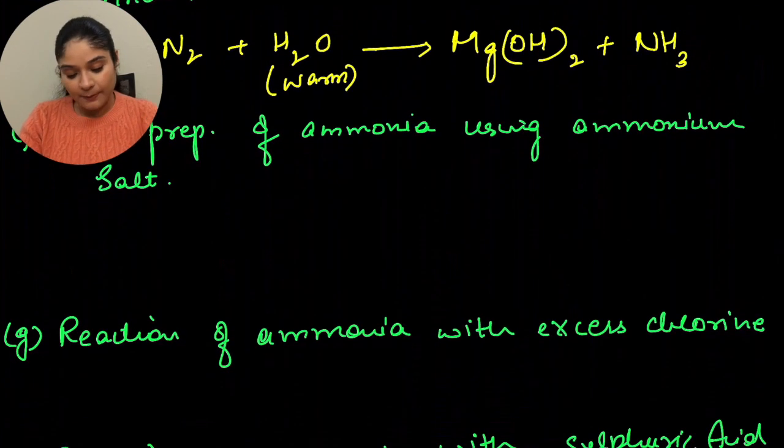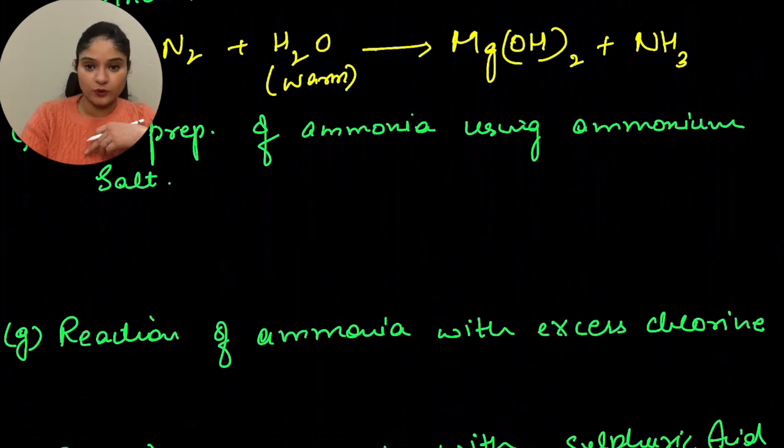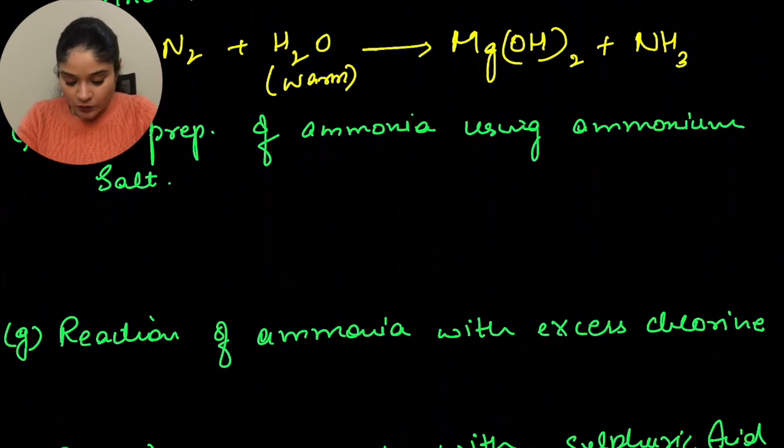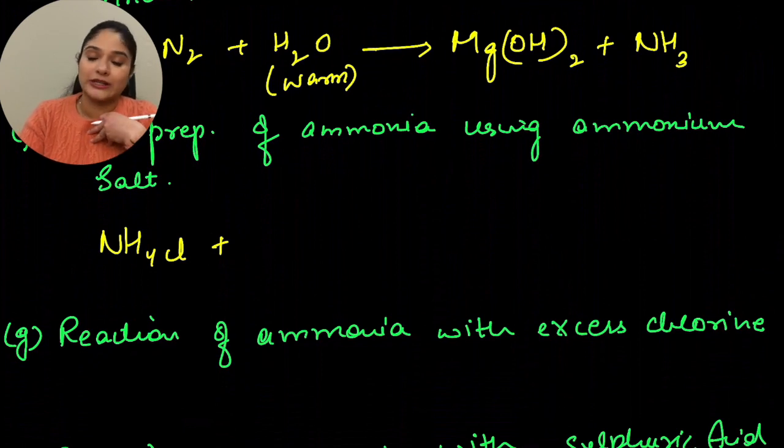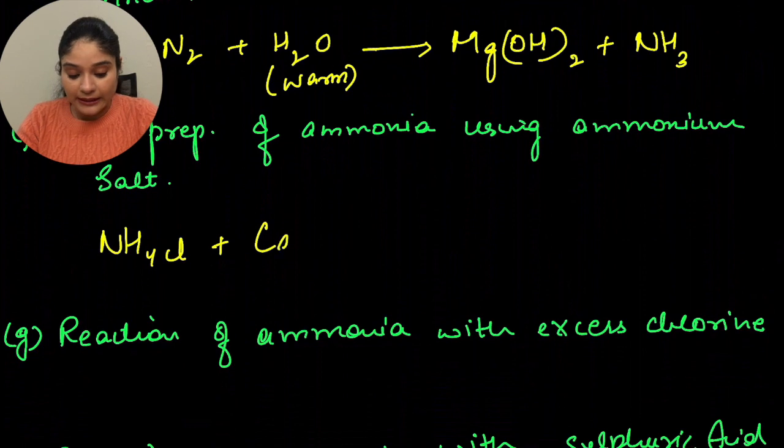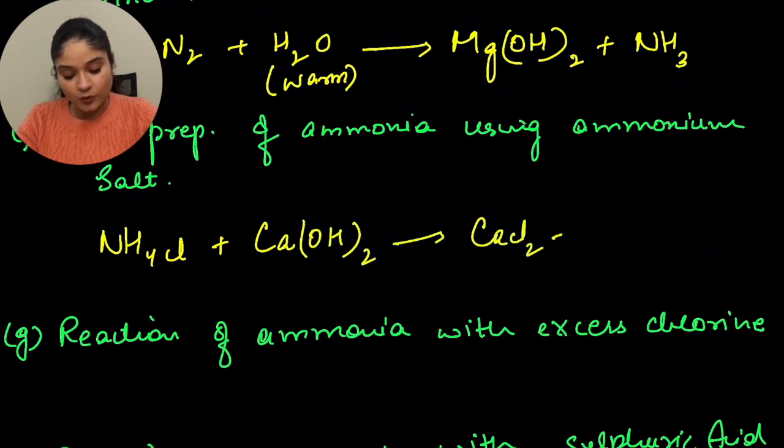Then next is lab preparation of ammonia using ammonium salt. So the equation that we have done today, that is your sal ammoniac. You can use the same equation. That will be NH4Cl, sal ammoniac, plus you can use slag lime, that is Ca(OH)2. That will give you CaCl2 plus water plus ammonia.